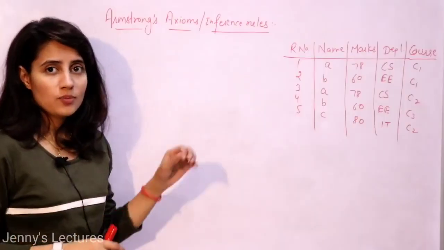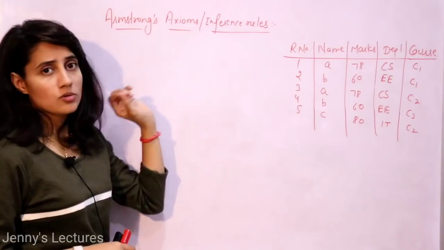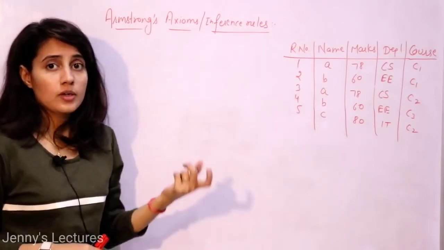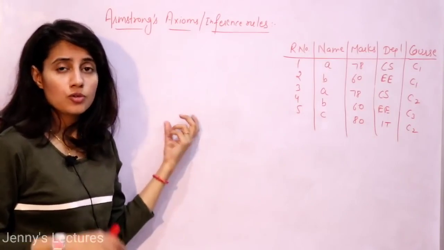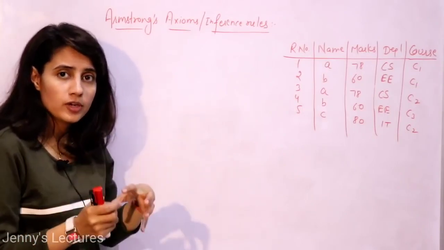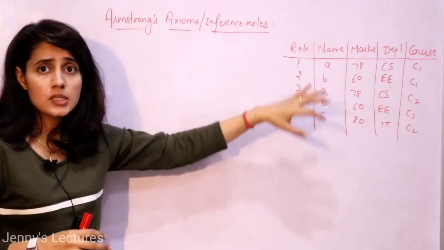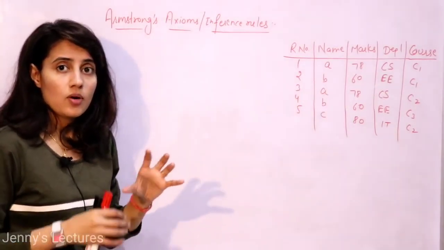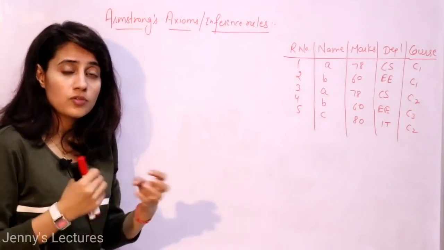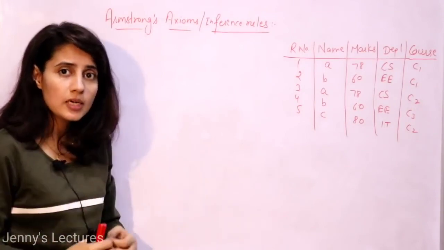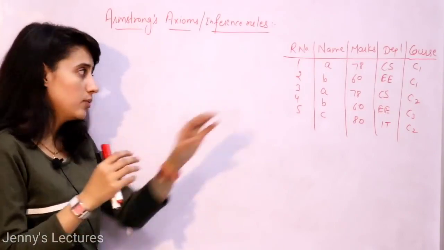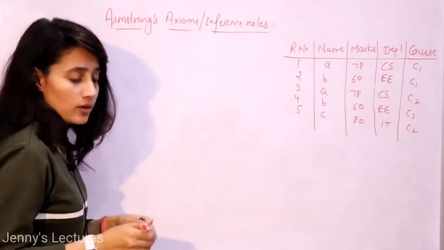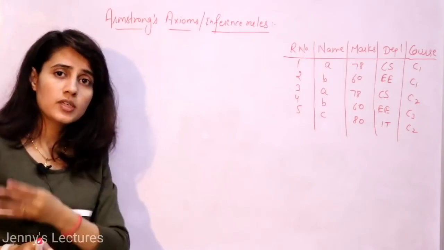So these rules are given by Armstrong, that is why they are known as Armstrong's axioms, or you can say inference rules, right? Using these rules you can find out all the functional dependencies that exist on a given relation or a table, right? Now how you will find out all the functional dependencies, you will automatically come to know when we discuss the rules with the help of this example, right? Mainly 6 or 7 rules are there, 3 are primary rules and 4 are secondary rules, right?